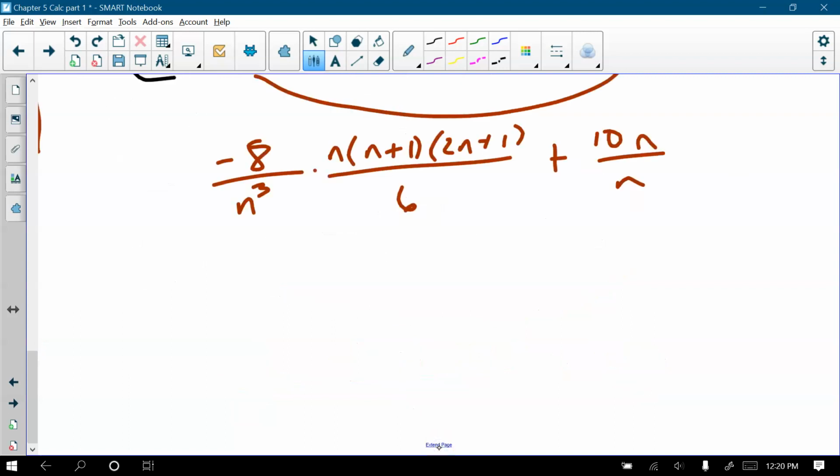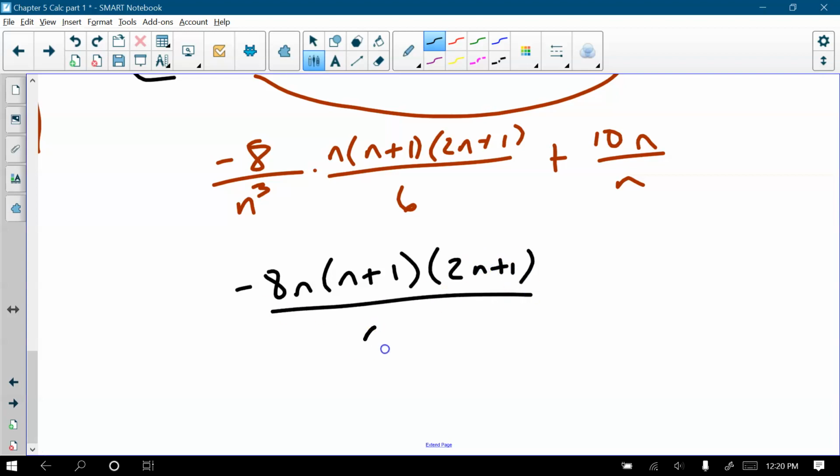And that's it. This will be our formula, negative 8 over n cubed times n plus 1 times 2n plus 1, all divided by 6, plus 10. That is our formula for n rectangles. Oh my gosh. Wow, that is awesome. What's missing?